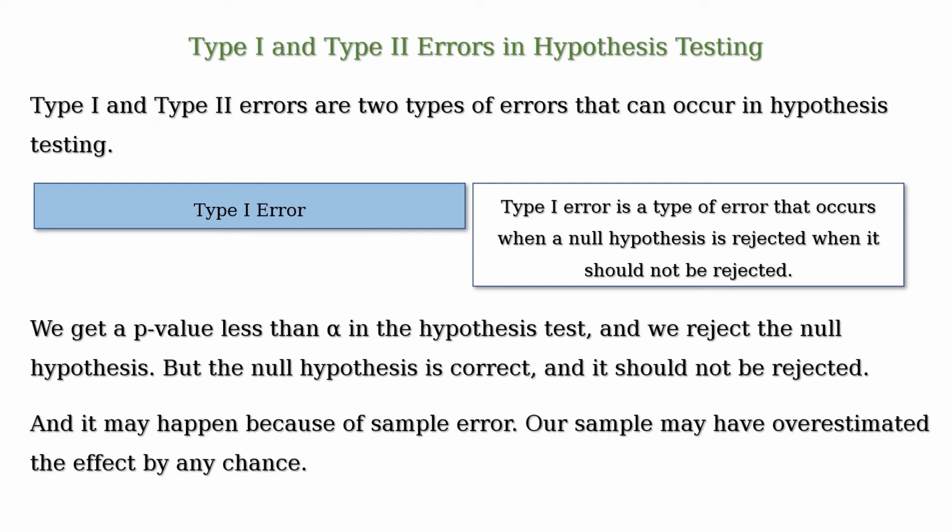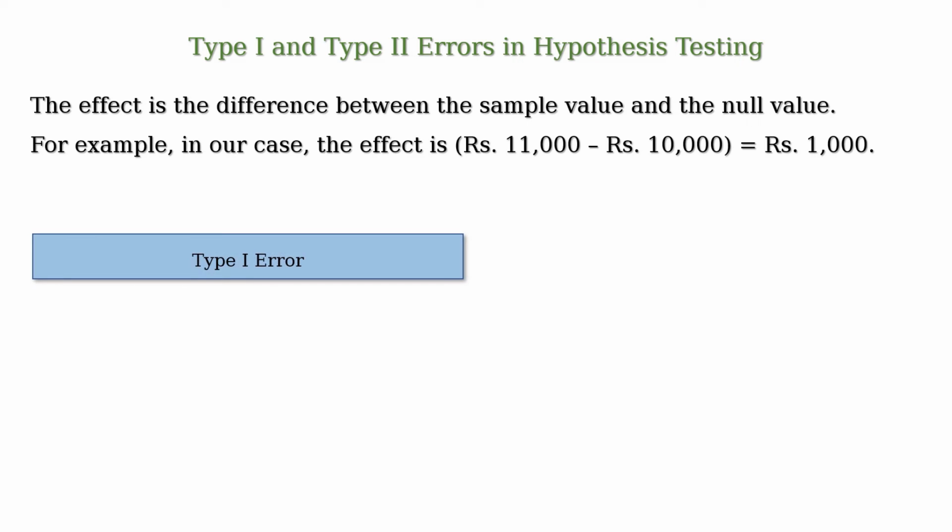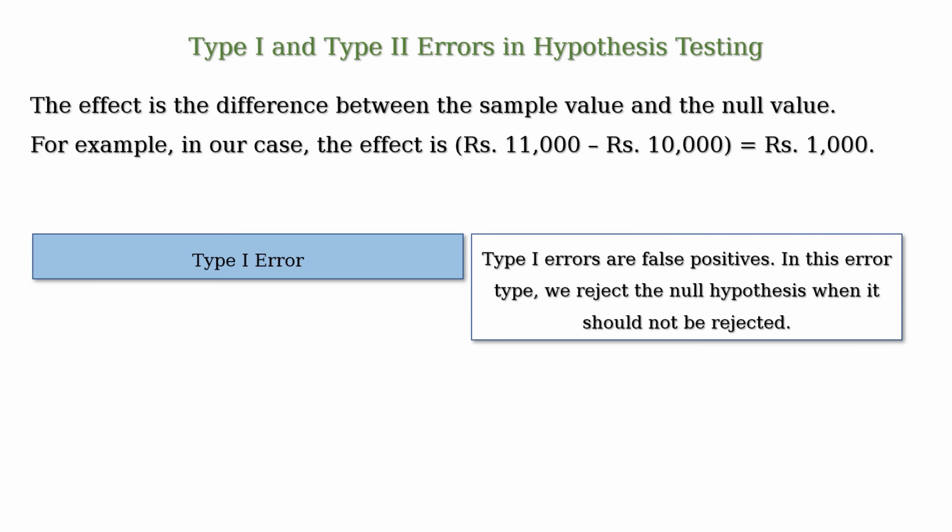Our sample may have overestimated the effect by any chance. We know that the effect is the difference between the sample value and the null value. For example, in our case, the effect is rupees 11,000 minus rupees 10,000, that is rupees 1,000. So, we can say that type 1 errors are false positives. In this error type, we reject the null hypothesis when it should not be rejected.